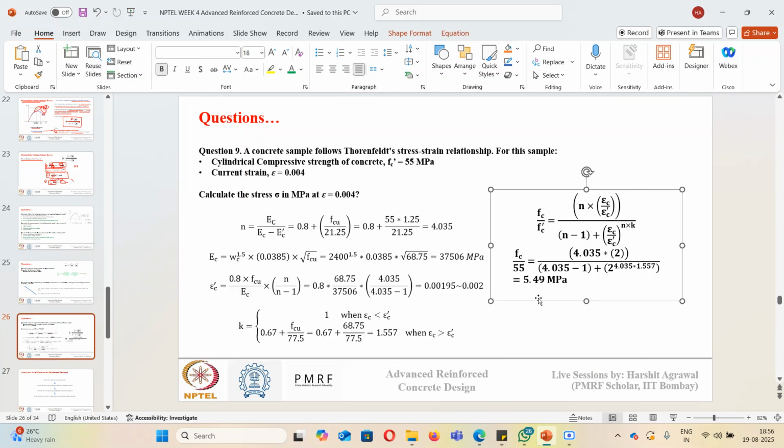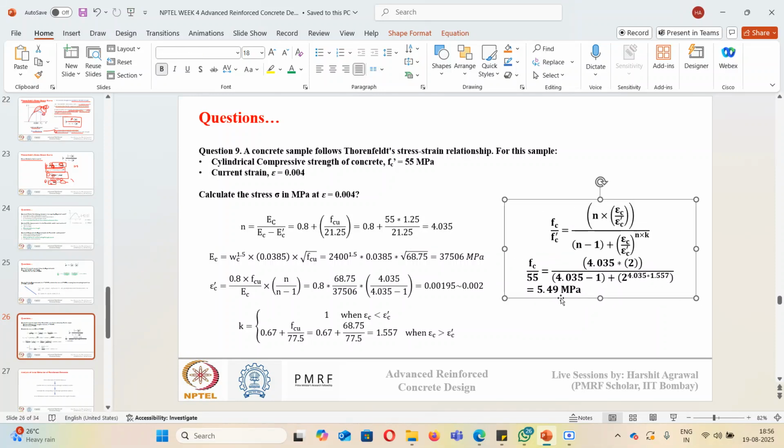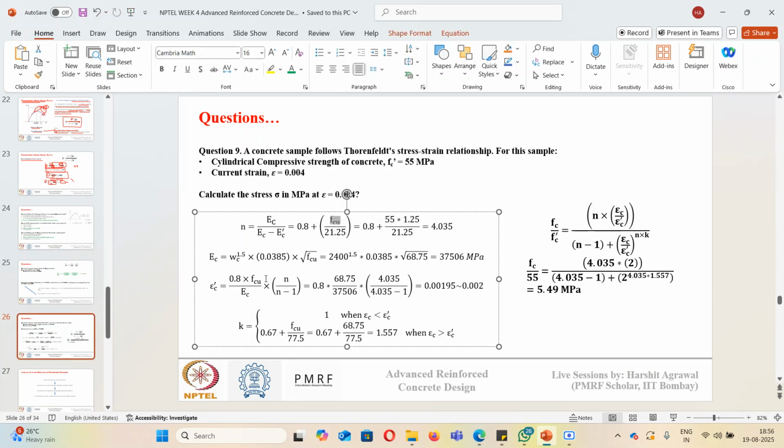For the value of k, in the lecture note it was 0.67 plus fck divided by 77.5. But here we have fcu divided by 77.5. That is a correction we need to do. I guess sir mentioned the correction somewhere, that this is not fck, it is fcu. For the n value it is fcu, and for the k value also it is fcu. For all it is fcu.